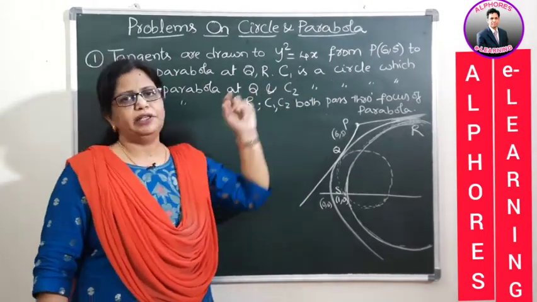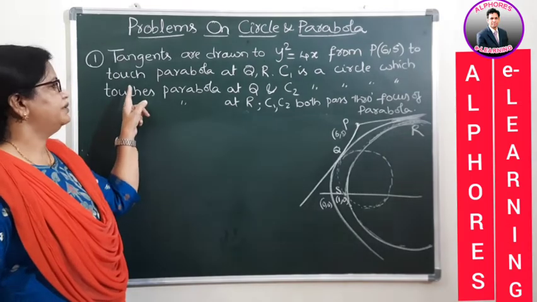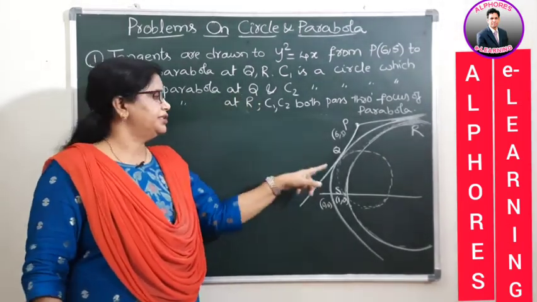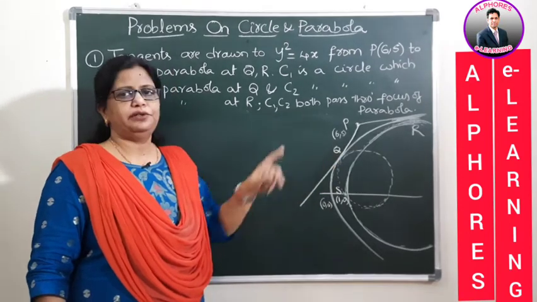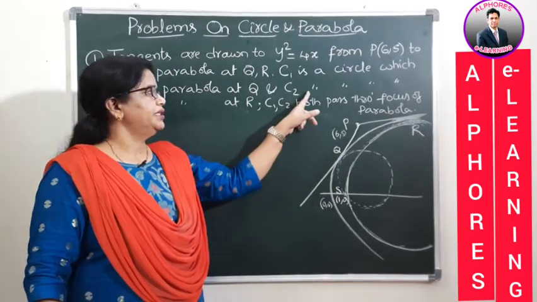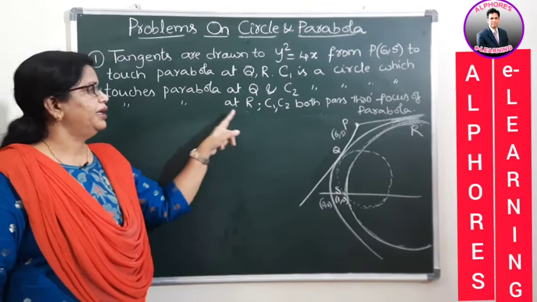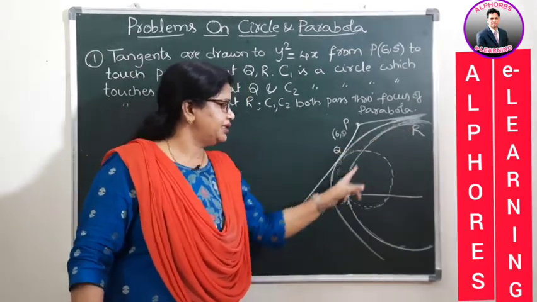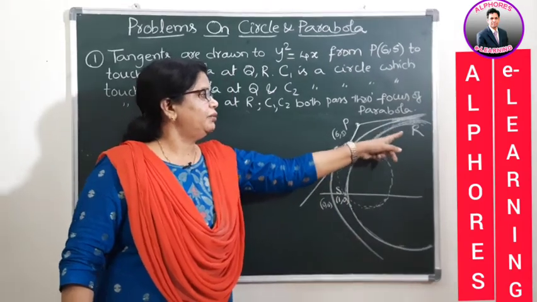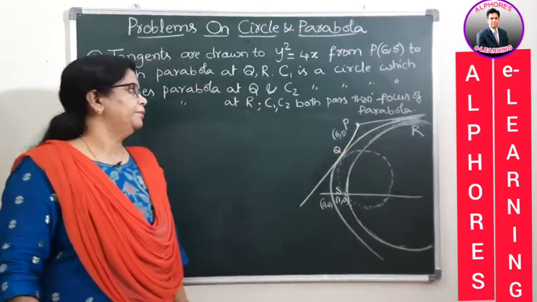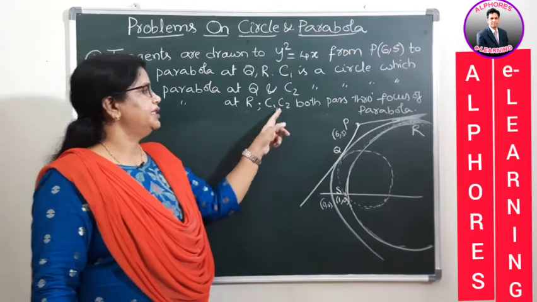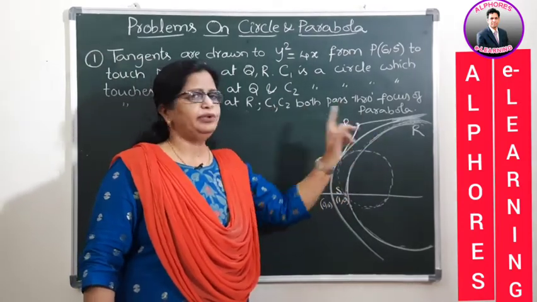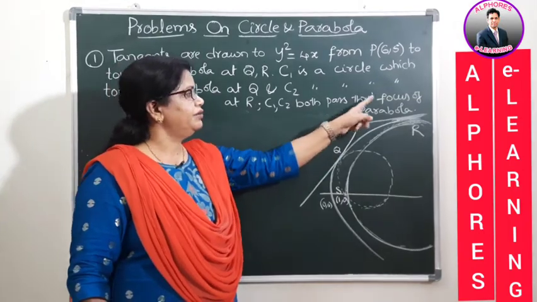C1 is a circle. One circle has been drawn, students, which is touching the parabola at Q. And another circle, that is C2, is touching the parabola at capital R. So this is another circle, touching the parabola at another point R. Then next, it is given that both the circles C1 and C2 are passing through which point here?